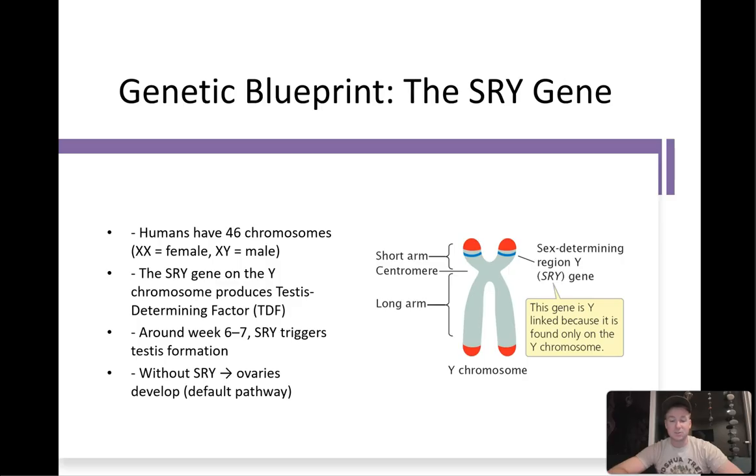TDF triggers the undifferentiated gonads, which at this stage can either become the testes or ovaries, to develop into testes. In embryos that lack the SRY gene, as in XX individuals, the gonads naturally develop into ovaries instead. In short, the SRY gene acts like a biological switch that sets the course of sexual differentiation. Without it, the body follows the default pathway, female development.